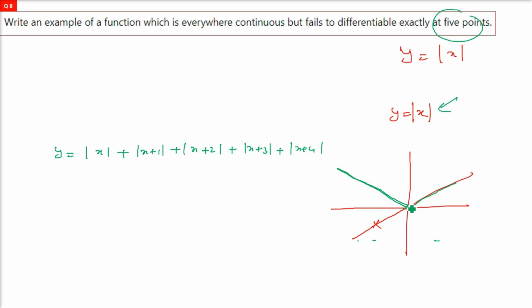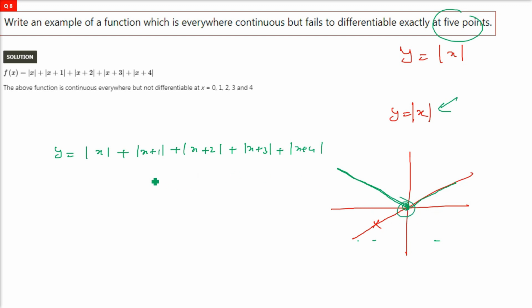So this is continuous. Differentiable means at a particular point the slope, m or tan theta, should not change. These are the concepts behind it. See, you can also take mod x minus 1, mod x minus 2, mod x minus 3, mod x minus 4. That is the same thing.